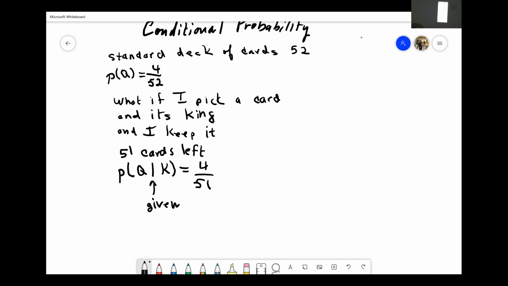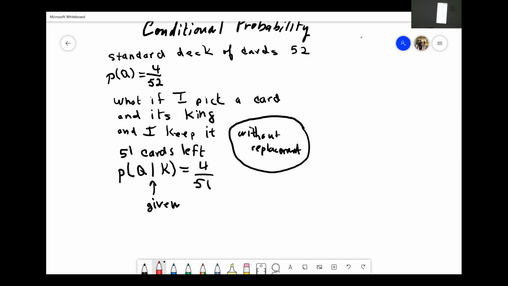But because we had already had the event king happen and we kept the card in our hand, we say it's without replacement. That's what we mean. In effect, the event king altered the probability of queen. And that's what a conditional probability is.